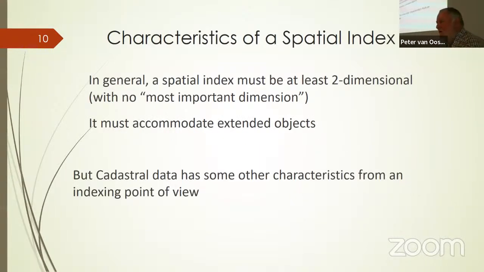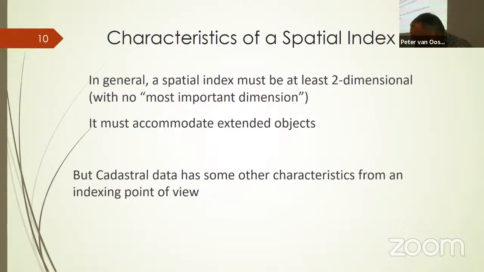Okay. But what I really wanted to talk about was the spatial indexing, because I feel that cadastre particularly has different requirements of spatial indexing than most of the other forms of spatial data. Same as in other cases, to be a spatial index, it must be at least two dimensions. And the critical thing is that X is not more important than Y. You've got two equal dimensions. You may have three, you may not, but certainly it's going to be at least two dimensional. And it must, generally speaking, accommodate extended objects. So point clouds are the exception. Everything else is dealing with spatial objects. And certainly this is true of cadastre.